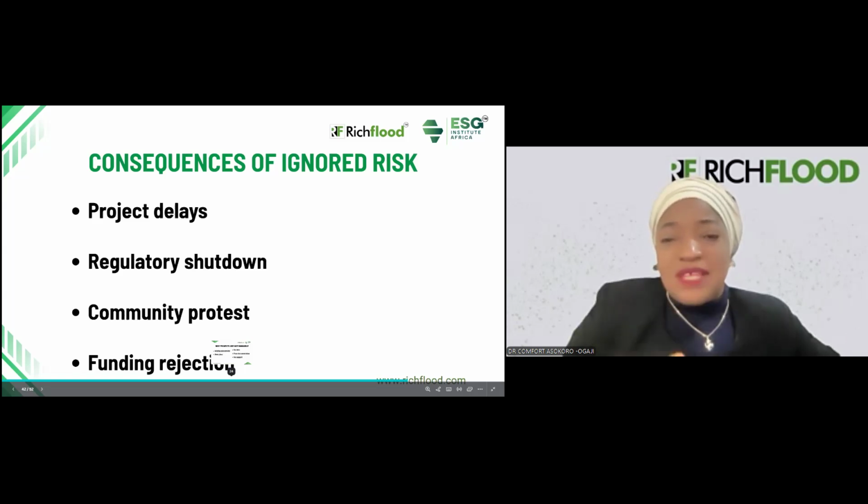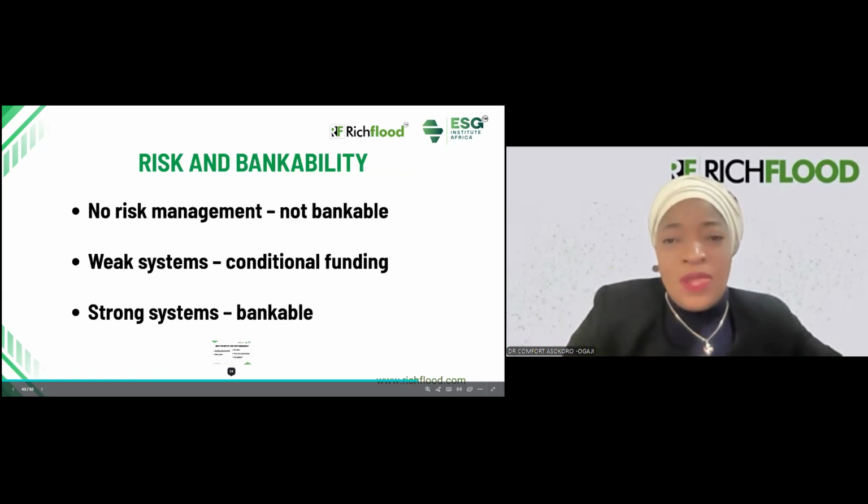So when the systems are strong, they make a project more attractive to lenders. They become more bankable. And bankability is directly tied to how risks are managed, not the lack of existence of risk. It is basically how the risks are identified and how they are managed.